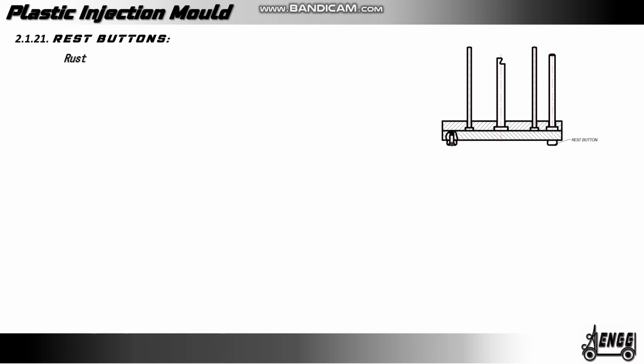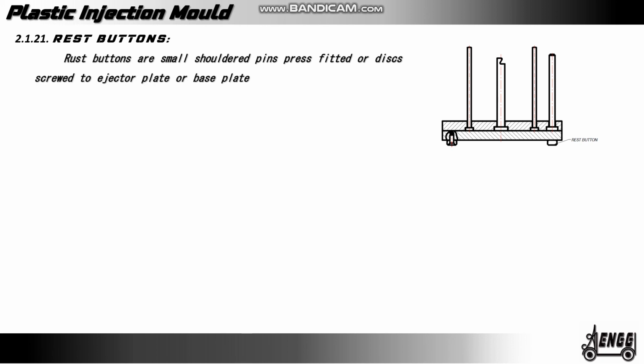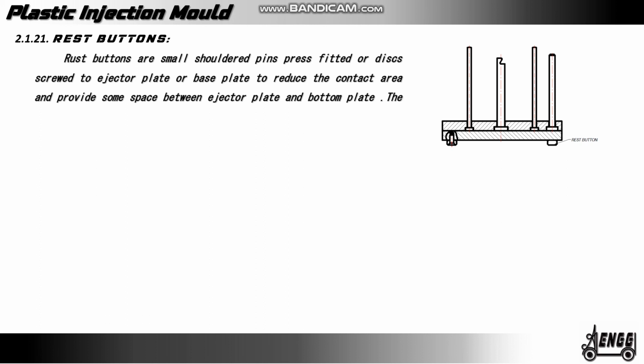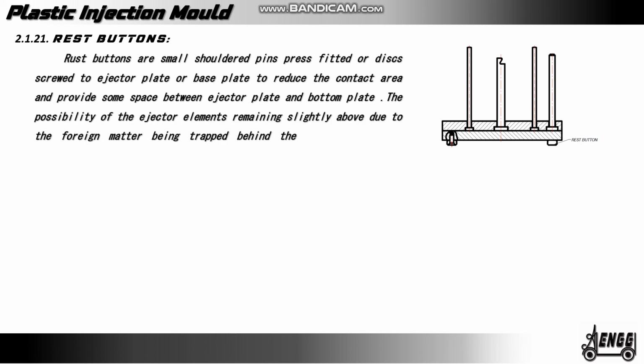Rest button. Rest buttons are small shoulder pins cross-fitted or discs screwed to the ejector plate or base plate to reduce the contact area and provide some space between the ejector plate and bottom plate. The possibility of the ejector element remaining slightly above due to foreign matter being wrapped behind the ejector plate is avoided by using rest buttons. Fixed half.